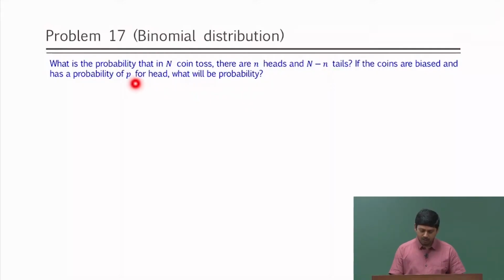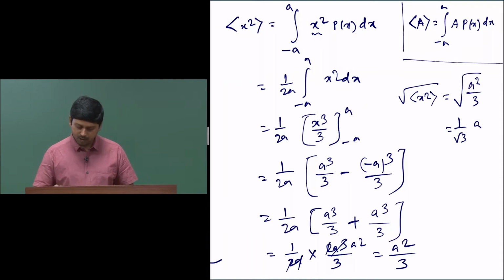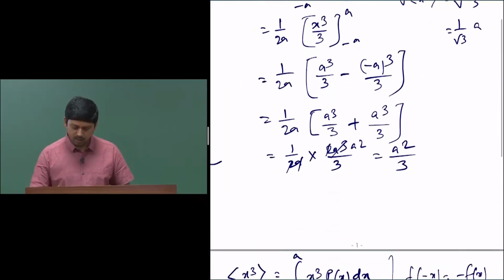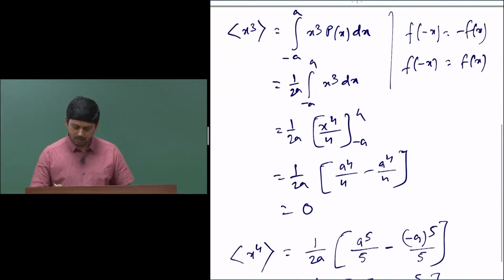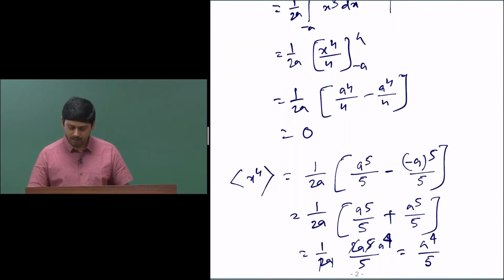If they are unbiased coins, then head and tail will have half probability, right. If they are biased coins, then p can take any value. For example, if p is 1, there will always be head and never tail. So, what will be the probability? This question will lead us to understand what is called binomial distribution. We have already talked about it, but we are going to discuss it now in light of this particular problem.